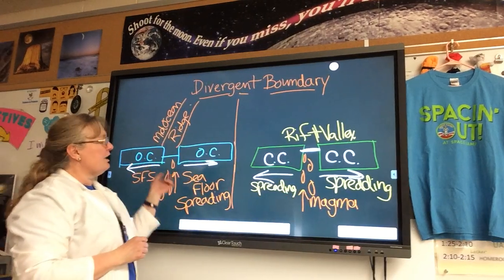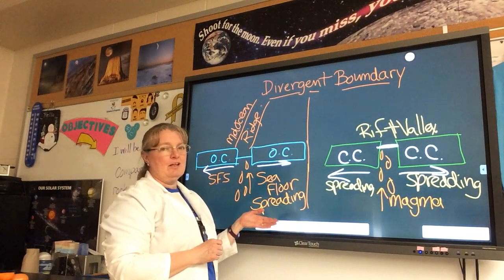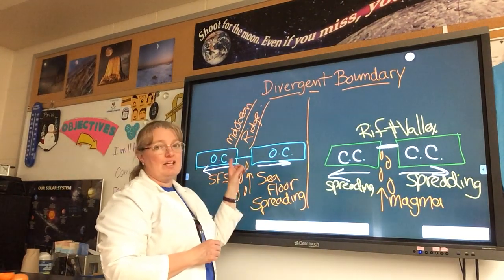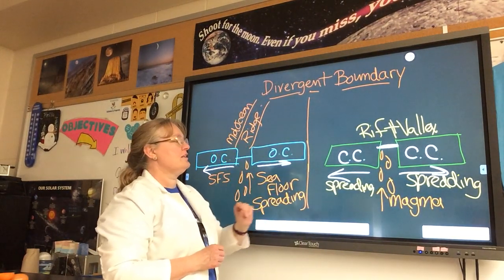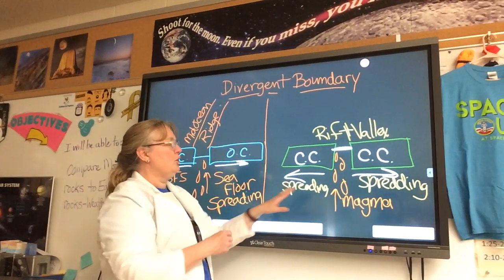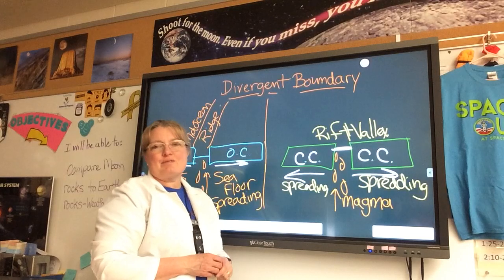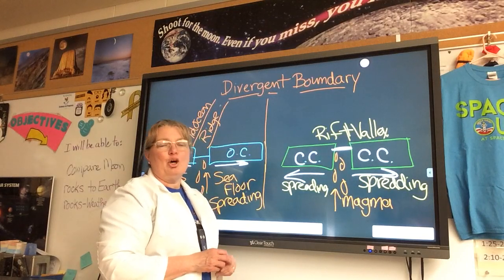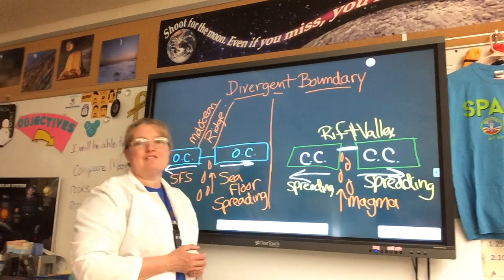So, oceanic crust, seafloor spreading out of mid-ocean ridge, creating new ocean crust. Continental boundary, divergent. We're going to have spreading, and our landform is going to be a rift valley. So I hope that helps you in your understanding of divergent boundaries.